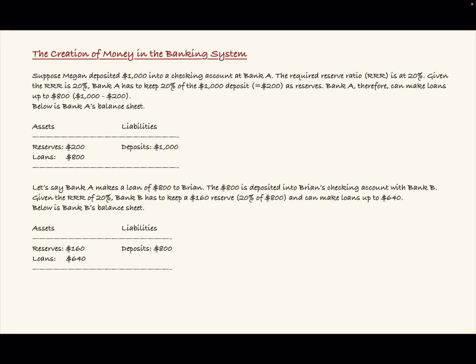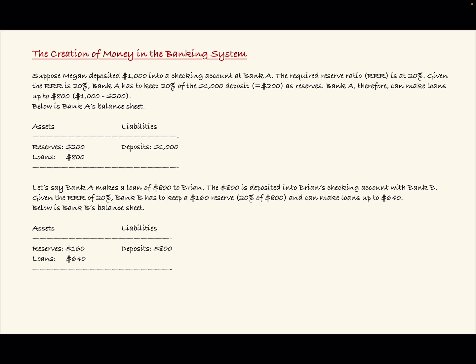In this video, we're going to talk about the creation of money in the banking system. Suppose Megan deposited $1,000 into a checking account at Bank A. The required reserve ratio, or RRR, is at 20%. Given that the RRR is 20%, Bank A has to keep 20% of the $1,000 deposit, or $200, as reserves. Bank A, therefore, can make loans up to $800, which is $1,000 minus $200.